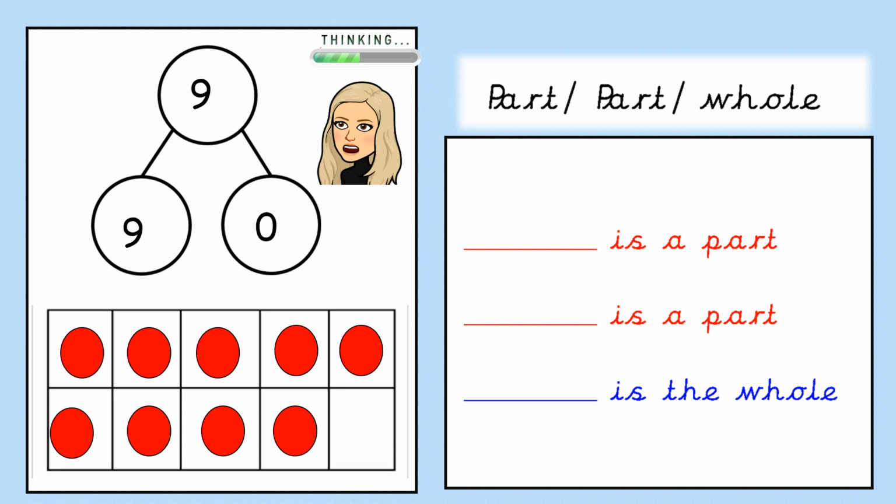So you have got the sentence then: something is a part, something is a part, something is the whole. Can you please write that down on your paper and write the number sentence that matches this 10 frame and also the part whole? Now, if you've done that quickly, you can think of other ways that you can partition the number 9. So press pause, write this down, and then press play and we'll go through it together.